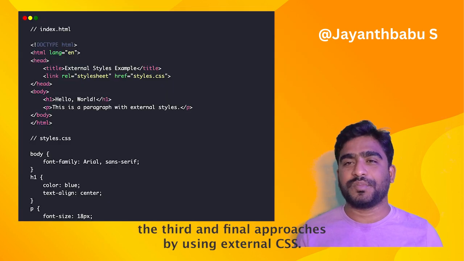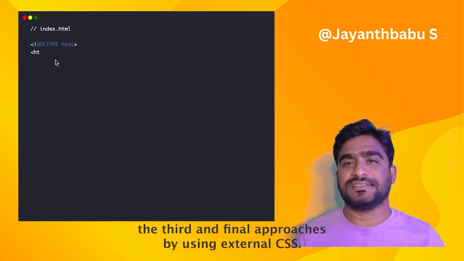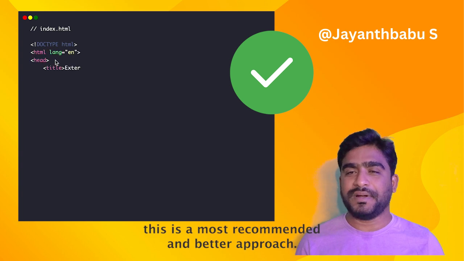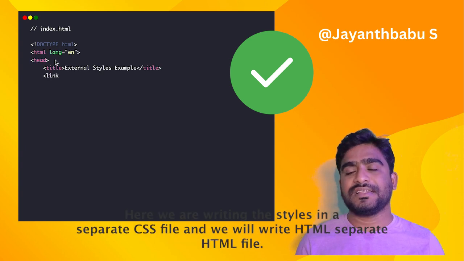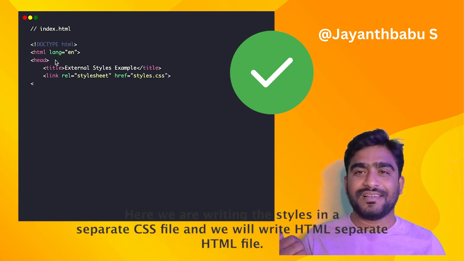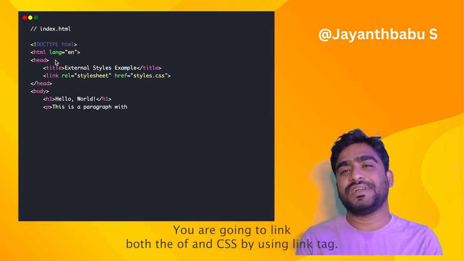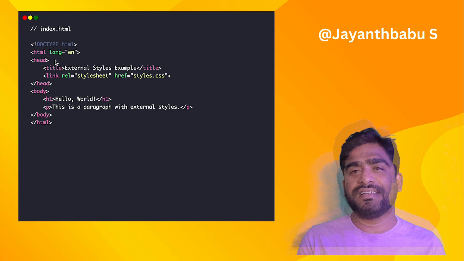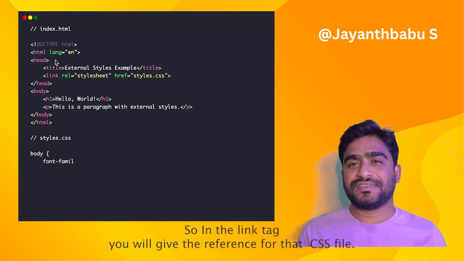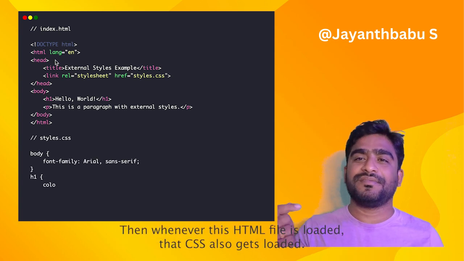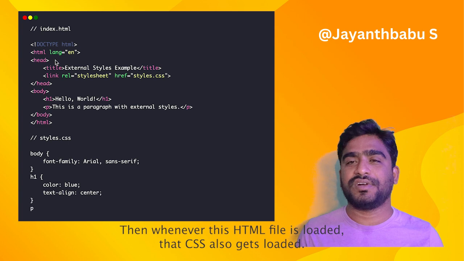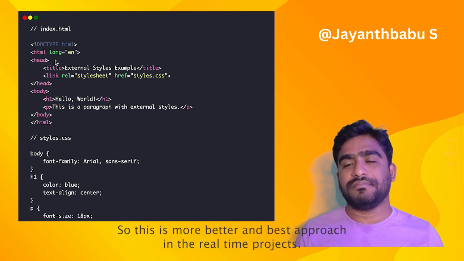The third and final approach is by using external CSS. This is the most recommended and better approach. Here we are writing the styles in a separate CSS file and a separate HTML file. You are going to link both the HTML and CSS by using the link tag. In the link tag, you will give the reference for that file. Then whenever this HTML file is loaded, that CSS also gets loaded. So this is the better and best approach.